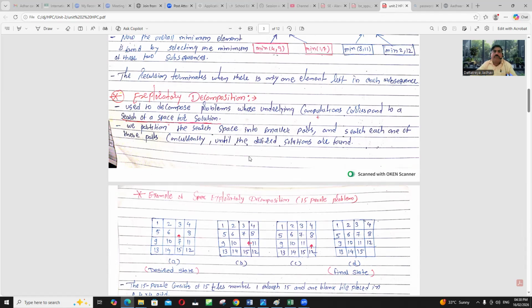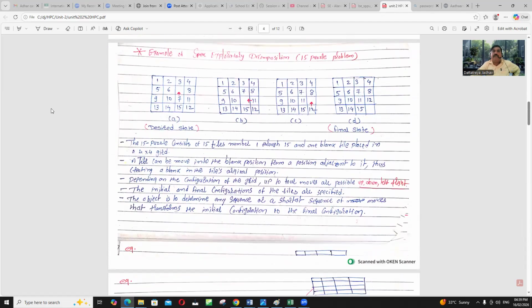So how will the exploratory decomposition be done? We go with one example, right? The explanation of exploratory decomposition with the 15 puzzle problem. So there will be a 15 puzzle problem. Just look at a desired state. The 15 puzzle consists of 15 tiles numbered 1 to 15. Just look at the numbers 1 to 15, and one blank tile placed in a 4 by 4 grid. This arrow indicates the blank.